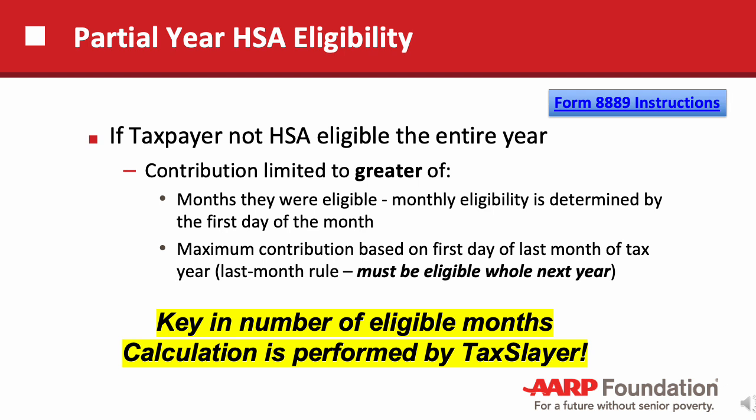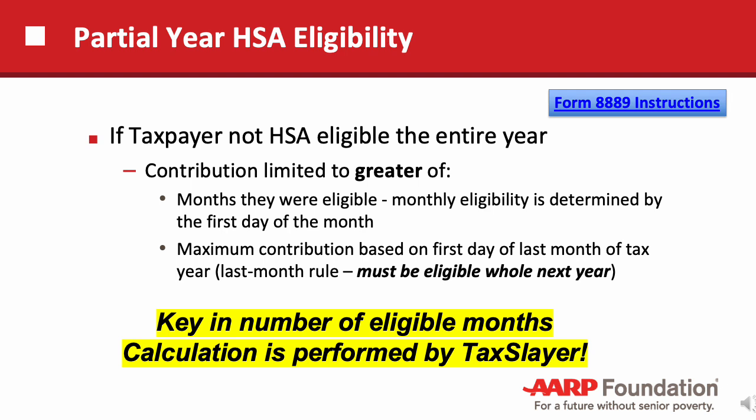Partial year HSA eligibility. If a taxpayer is not HSA eligible the entire year, then their contribution limit is limited to the greater of the months they were eligible, and that monthly eligibility is determined by the first day of the month, or their maximum contribution is based on the first day of the last month of the tax year. It's called the last month rule.